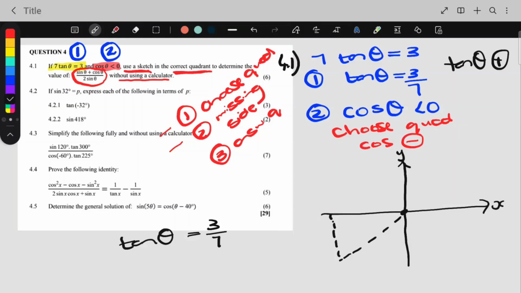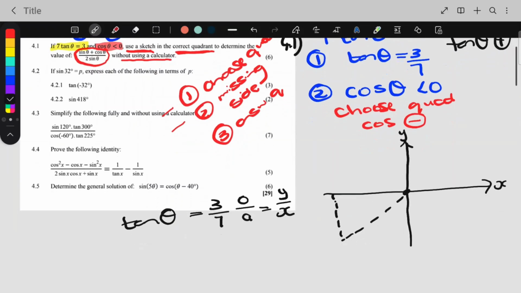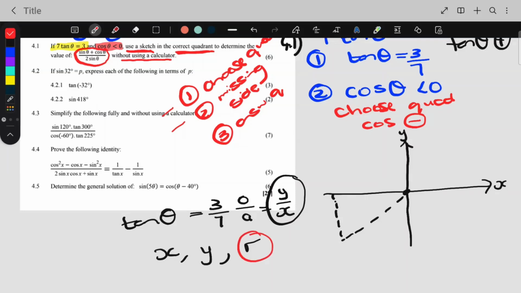So I know tan is my opposite over my adjacent, or I can say it is my y over my x. When you work out the missing side, either you are looking for the x, or you are looking for y, or you are looking for r. Do you see we have y and x there? So we are definitely looking for r. Okay, so that's how you find out what missing side you are looking for.